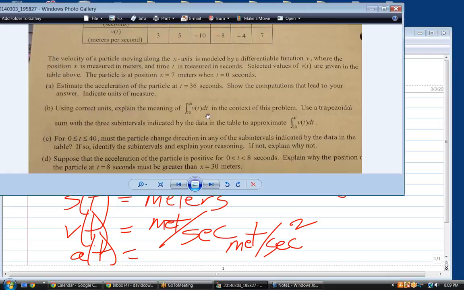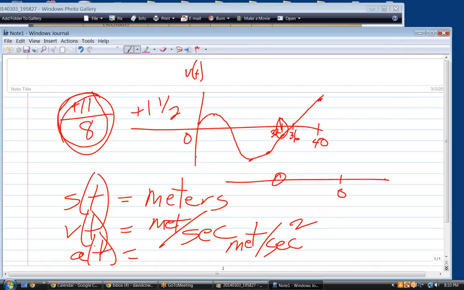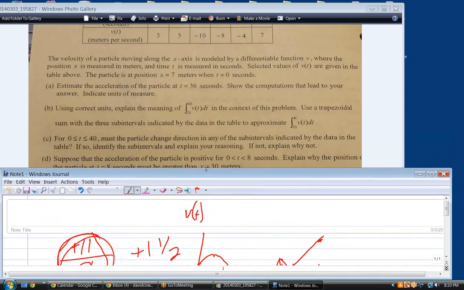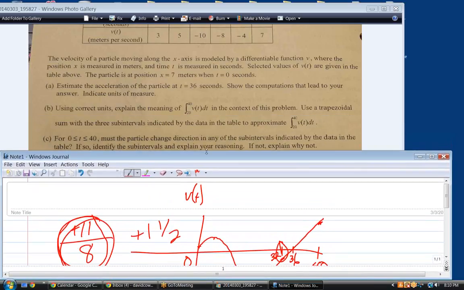So the meaning of this is displacement, the word I was trying to think of. This would be the displacement from 20 to 40. And yeah, if I want to calculate that, since I don't have the function, I merely have points on the function, well, I can quite easily use the trapezoidal method. 3 intervals.